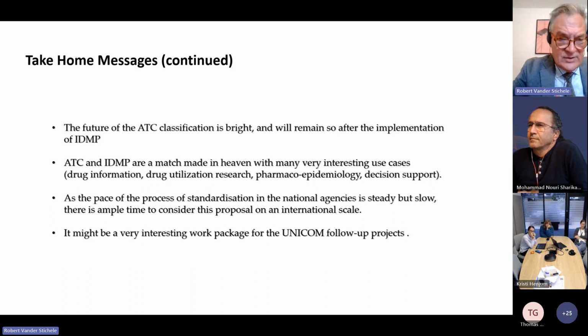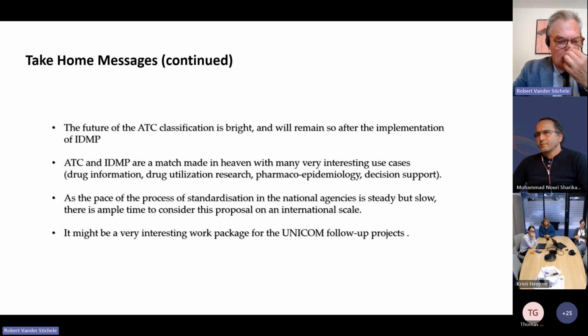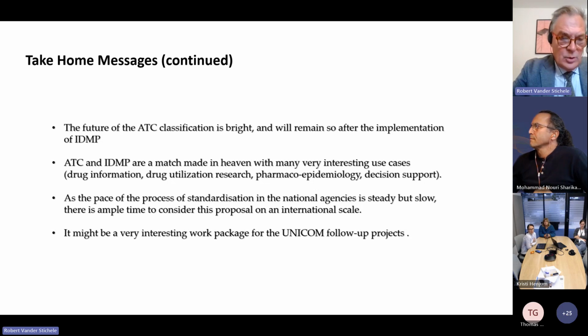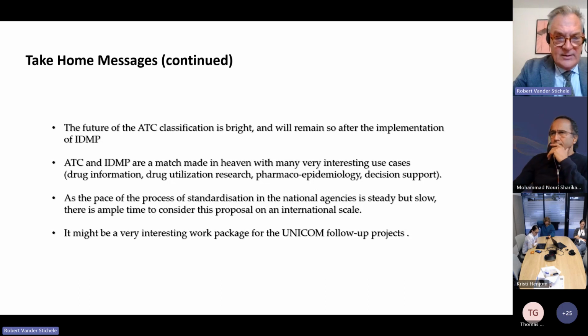As the pace of the process of standardization of the national agencies is steady but slow, it's expected to be finished in 4 to 5 years from now, probably after the UNICOM 2 project. There is ample time to consider a proposal on an international scale. And it might be very interesting work packages in the UNICOM 2 follow-up projects, and then we could invite the parties that we named in the previous slide to participate in a new European research project.